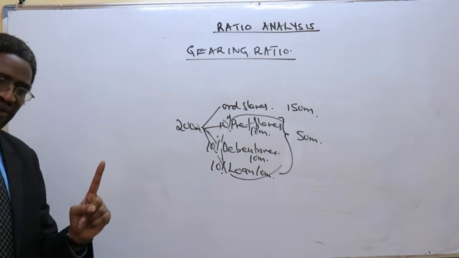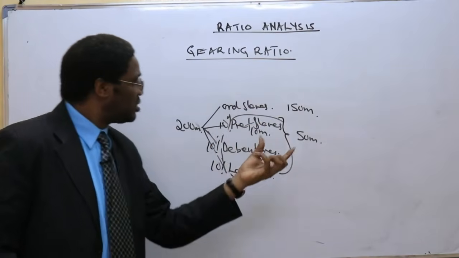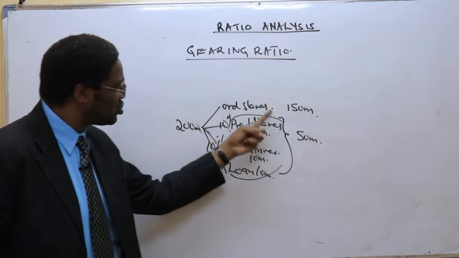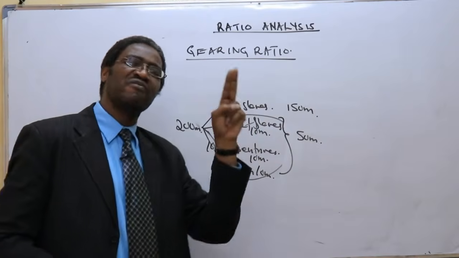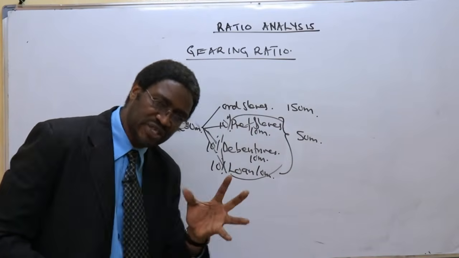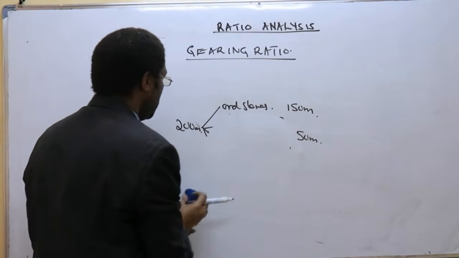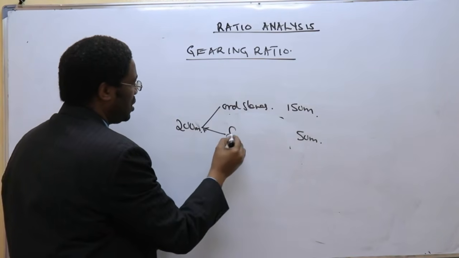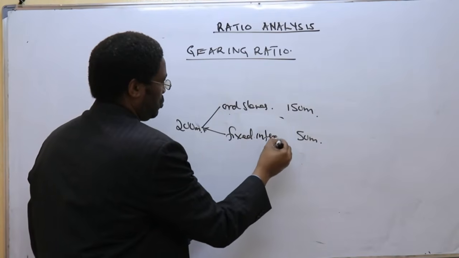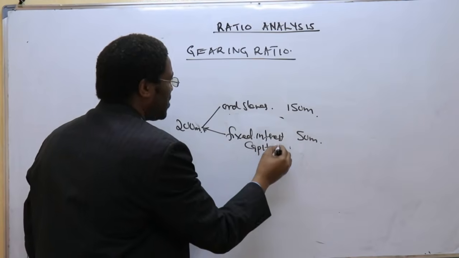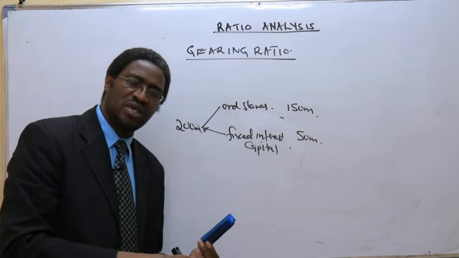So gearing, now I'm defining the term gearing. By the way, before I define it, these three sources of capital, we shall be referring to them as what we call fixed interest capital. So all these three, we shall be classifying them as fixed interest capital, meaning the providers normally earn a fixed return. We have said it includes preference share capital, debentures and loans.